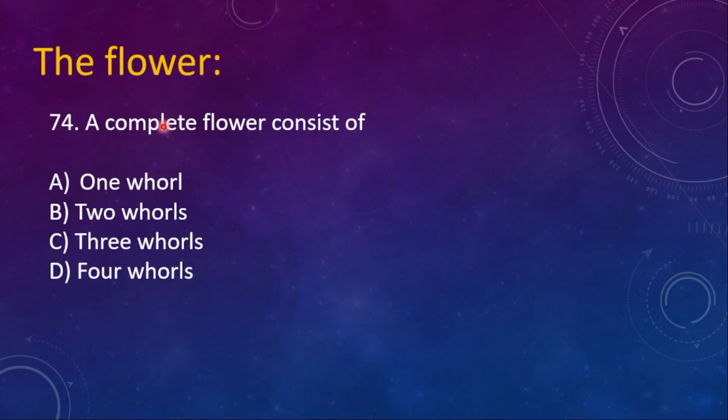Now the questions are from the flower part. 74. A complete flower consists of A, 1 whorl, B, 2 whorls, C, 3 whorls, D, 4 whorls. A complete flower is said to be when it contains 4 whorls: calyx, corolla, androecium and gynoecium.